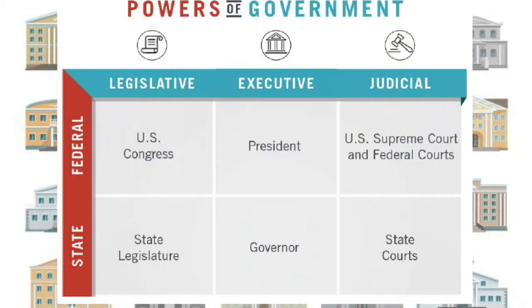Both governments have three branches, the legislative, executive, and judicial branches. On the federal level, the legislative branch is the U.S. Congress. The executive branch is made up of the president, and the judicial branch is the U.S. Supreme Court and federal courts. Each state has their own legislature. The executive branch in each state is the governor, and the judicial branch is made up of state courts.